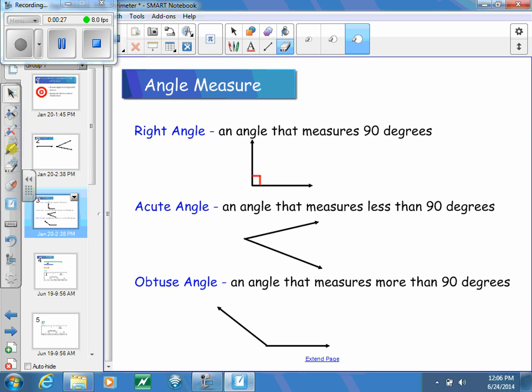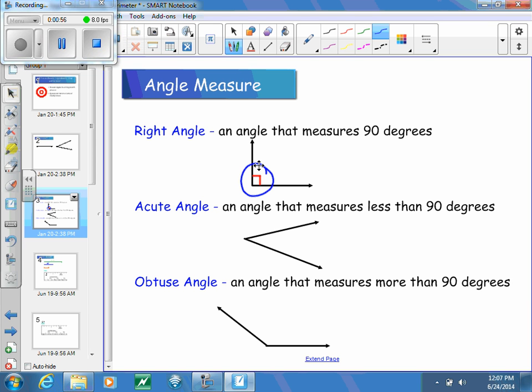First of all, we have a right angle, which is an angle that measures 90 degrees. And in our textbook, you will see this little red square in the corner if it is a 90-degree angle. If that is not placed on your angle, you may not assume that it is 90 degrees. If you have an angle that is less than 90 degrees, we call that an acute angle. And if you have an angle that measures more than 90 degrees, that is an obtuse angle.